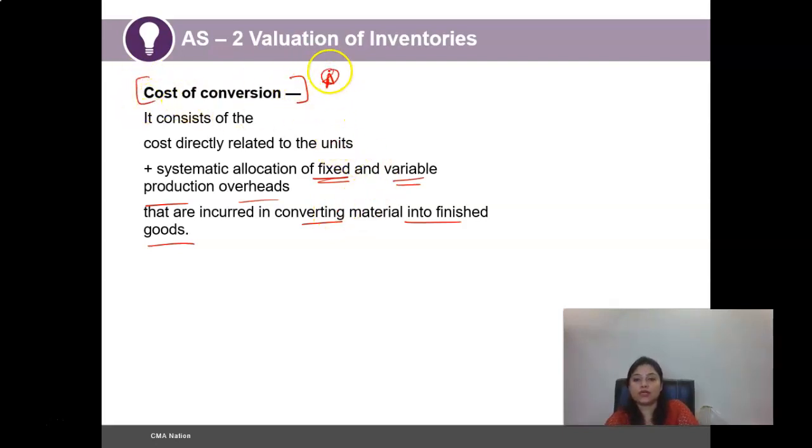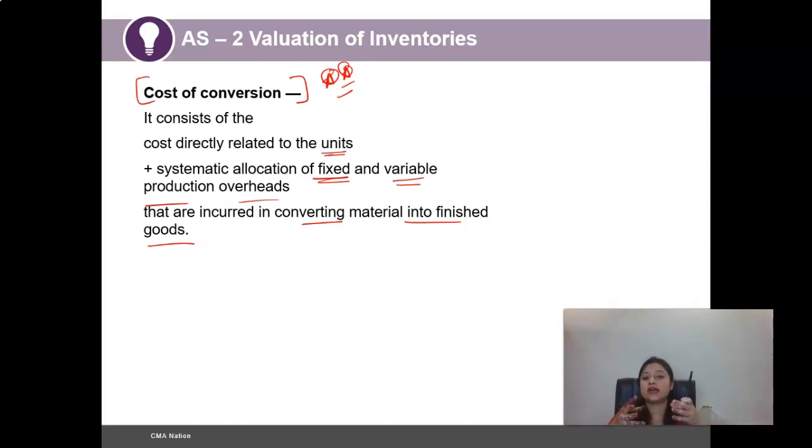So what you have to include in the case of cost of conversion is the direct costs, or costs that are directly related to the units that have been produced. Then the systematic allocation of any fixed or variable overheads if there are any. Such allocation of fixed and variable production overheads should be done for those incurred while converting material into the finished goods. So this is what cost of conversion comprises.